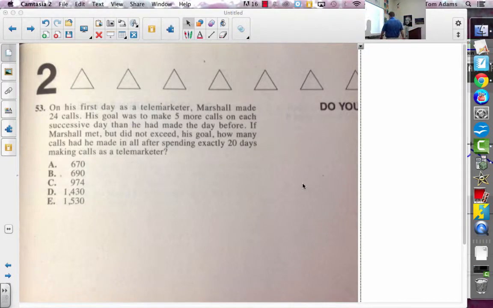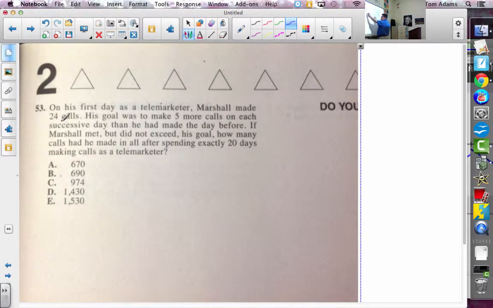Okay, for problem number 53, it says on his first day, a telemarketer, Marshall, made 24 calls. His goal was to make 5 more calls each successive day than he made the day before. If Marshall met but did not exceed his goal, how many calls had he made after spending exactly 20 days? All right, good. So this is a linear equation type of thing.